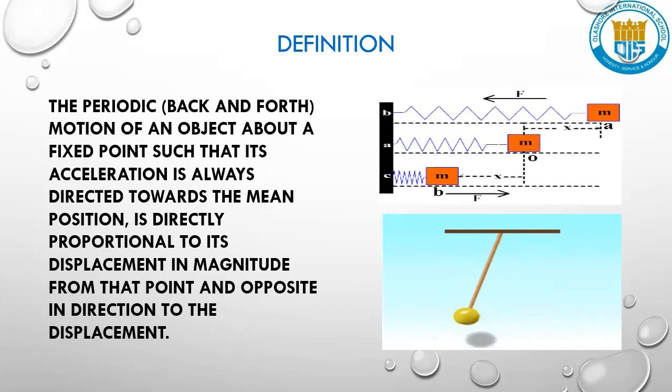So from what you can see on your slide, the definition of SHM is a periodic back and forth motion of an object about a fixed point, such that its acceleration is always directed towards the mean position. Acceleration is directly proportional to its displacement in magnitude from that point and opposite in direction to the displacement. I want you to allow that one to sink in for about 2 seconds.